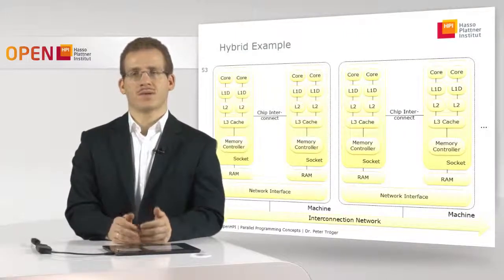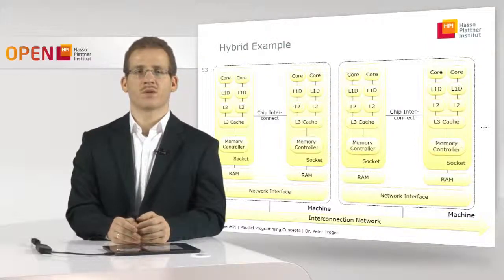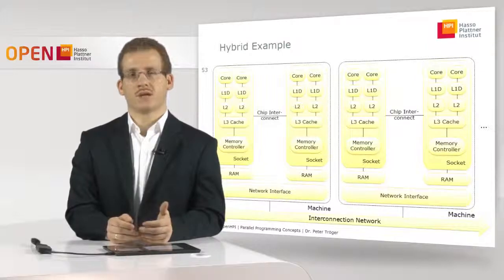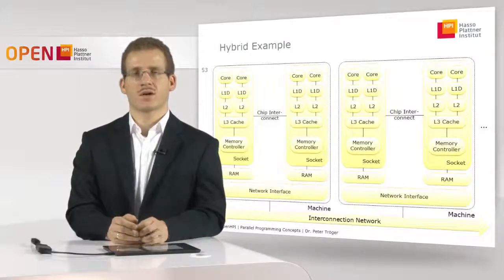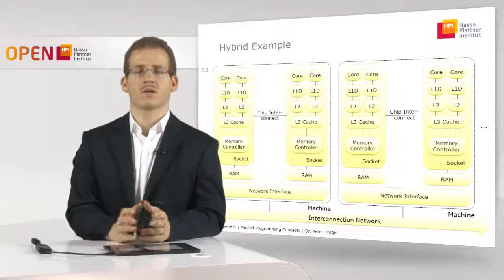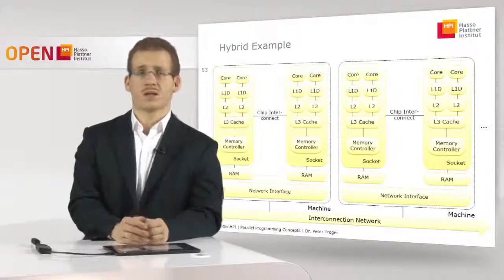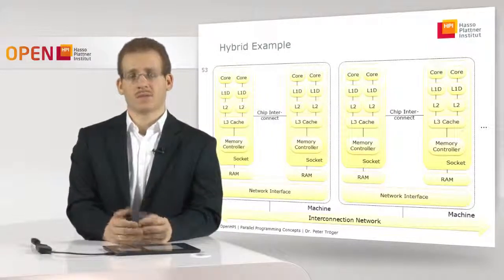You can drive this example even further and use a hybrid example where you take different machines with their own level of parallelism and then start to connect them by the interconnection network. So here you get a mixture of all the different concepts in one parallel hardware setup, and now you have to exploit this based on your software.